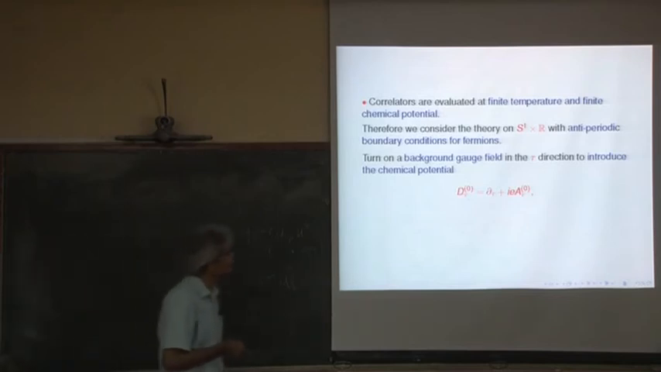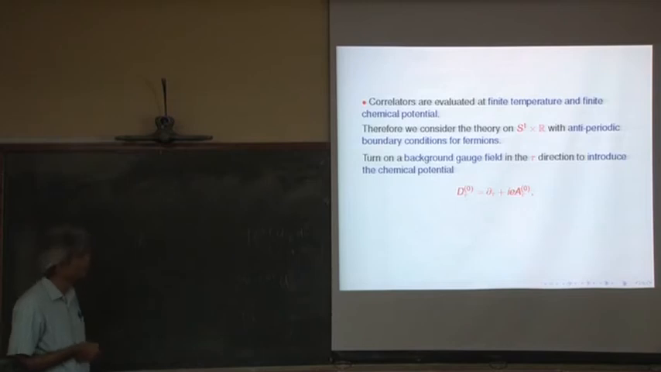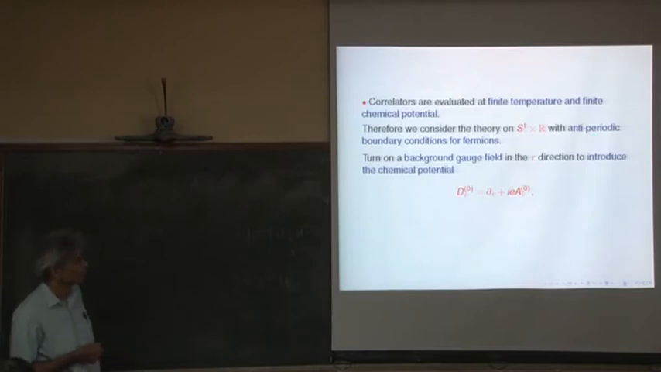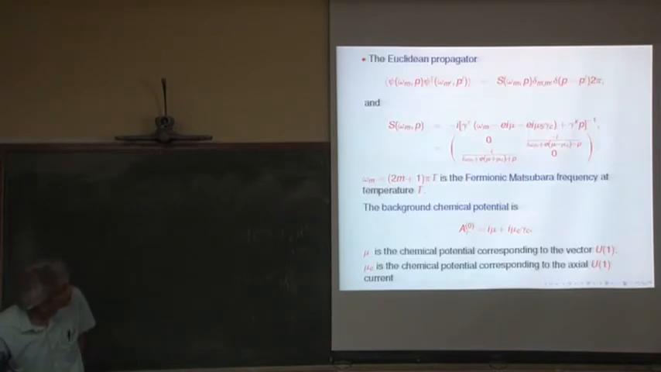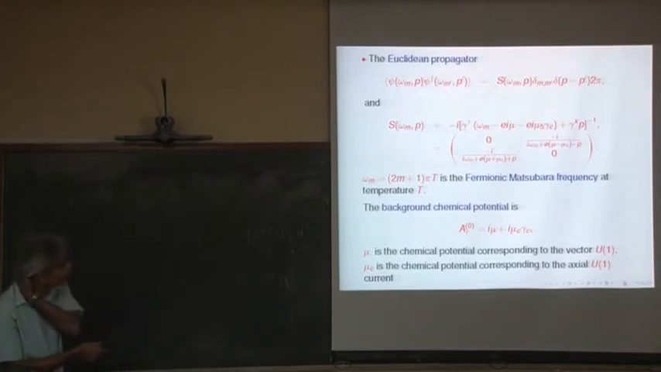So the correlators, as I said, are evaluated at finite temperature and finite chemical potential. So we consider the theory on S1 times R with antiperiodic boundary conditions for the fermions. And to have a finite chemical potential, we turn on a background gauge field in the time direction. And the Euclidean propagator is simple enough, actually. It's given by this expression.